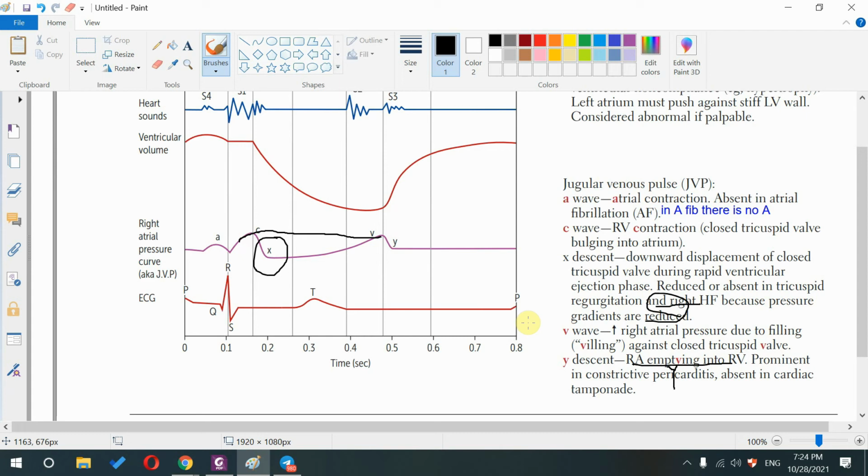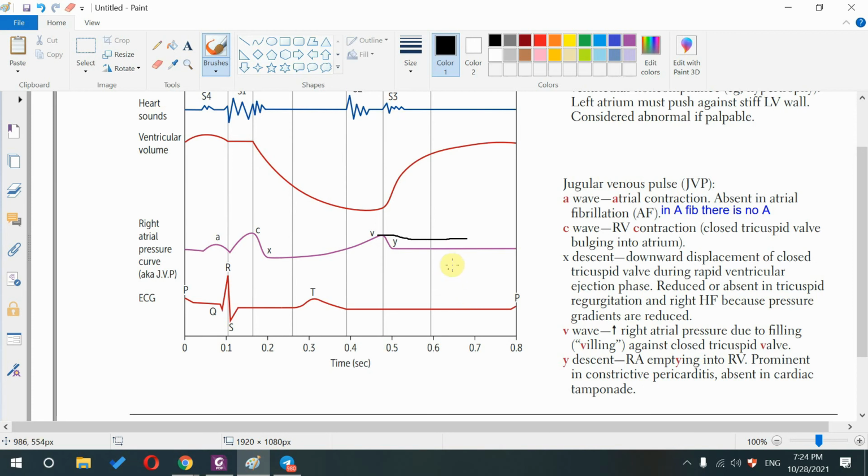So what happens is that they will not be able to empty normally, and when they are not able to empty normally, there will be an increase in the jugular venous distension. So what will happen is, see this Y descent? Y descent represents what? Right atrium emptying in the right ventricle. So if you have constrictive pericarditis, what will happen to this? Excellent. It will be something like this.